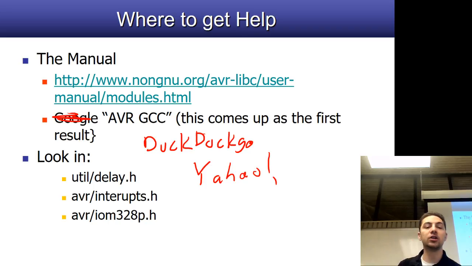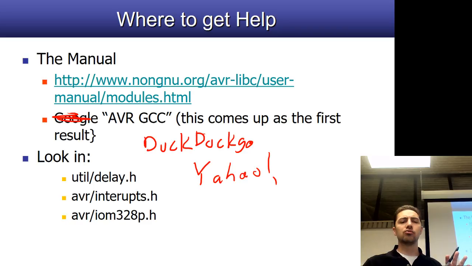You should definitely look up the files we talked about, delay.h, io.h. This is a file that's included by io.h, iom328p.h. Look at this file. Find it. Okay? If you include Atmel Studio, this file is on your computer. Look at it. All right?